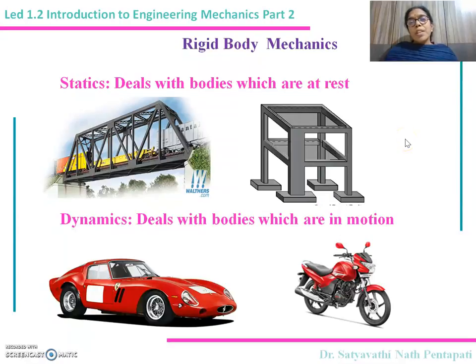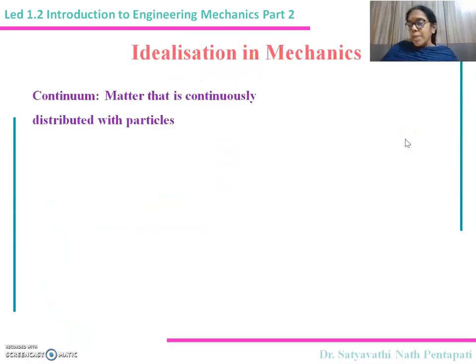So now let us learn about some idealizations in mechanics. We all know that each body is made up of atoms and molecules. Since the behavior of atoms and molecules is too complex to deal with, the matter is assumed to be a continuously distributed object. Such a description of matter is called a continuum. A continuum may be rigid or deformable depending upon the assumptions made.